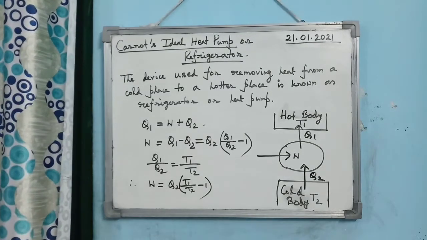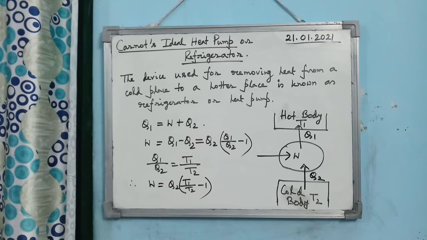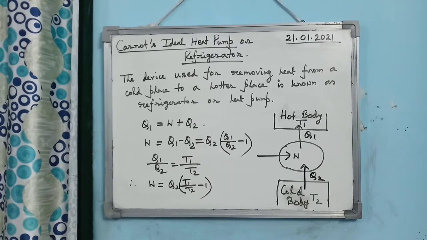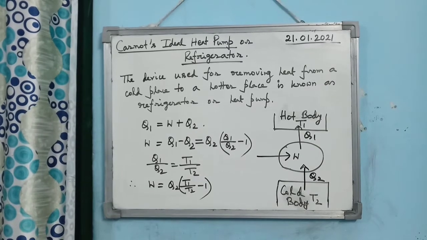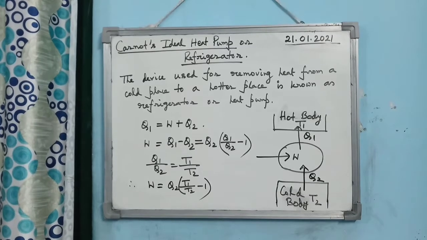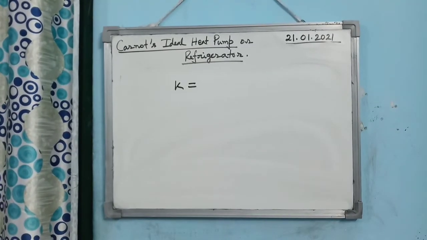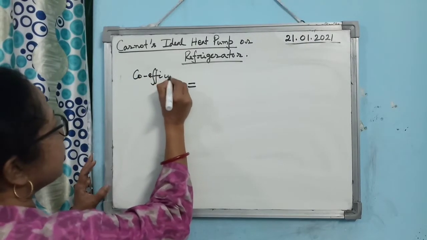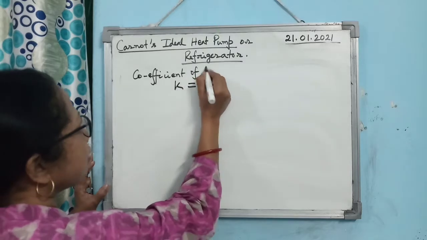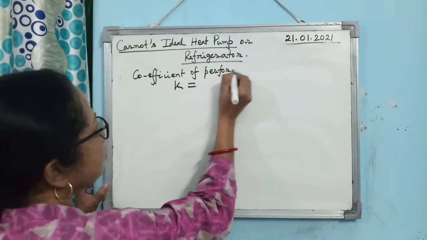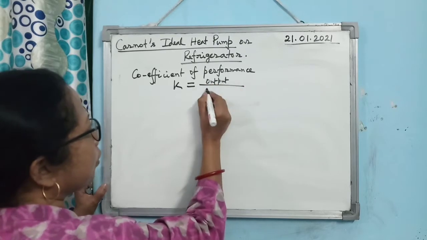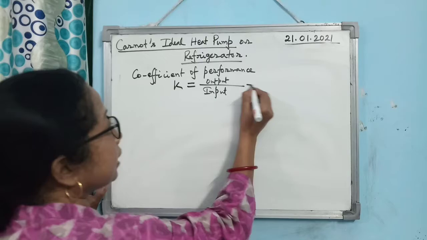Alright. Now, in case of the heat pump, we define one term, that is the coefficient of performance. It is exactly like the efficiency of the heat engine, just we have given a different name, coefficient of performance. Actually it is efficiency only. It should be output by input. Now, in case of a refrigerator, what is the output?